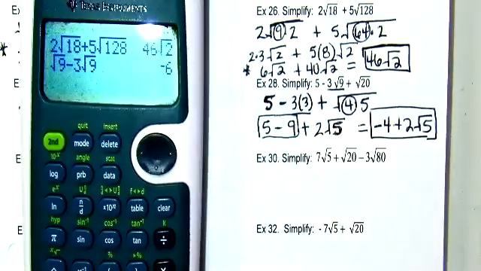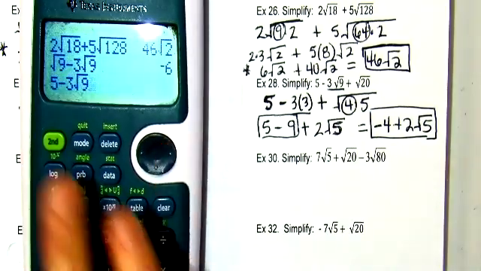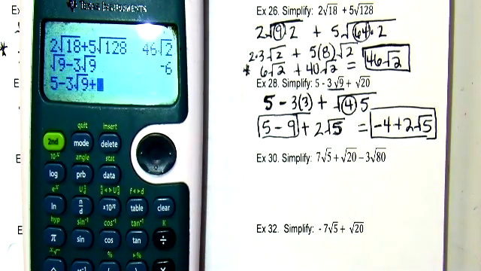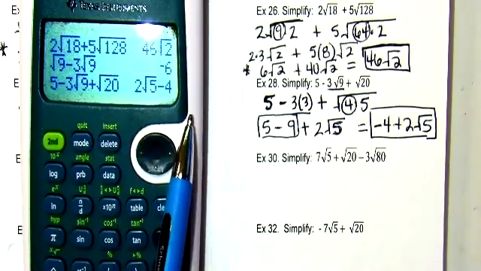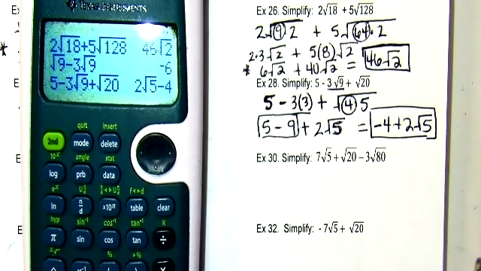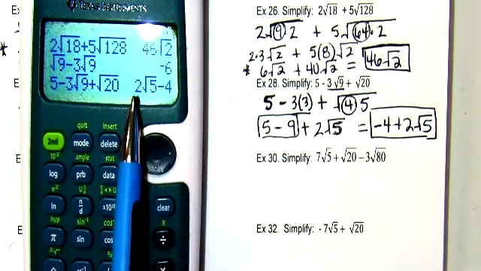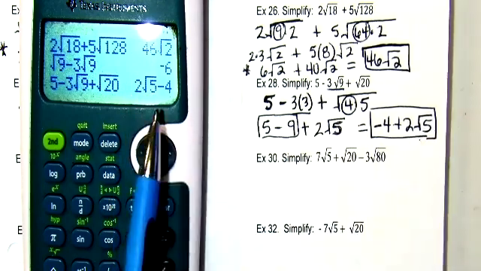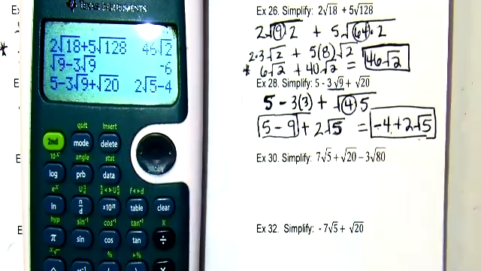If you were to do this in your calculator, 5 minus 3, the square root of 9, arrowing out from underneath that square root of 9, plus the square root of 20, it's going to set it up for you. And notice they put it in a different order. WebAssign will take it in any order. It says 2 square roots of 5 minus 4.